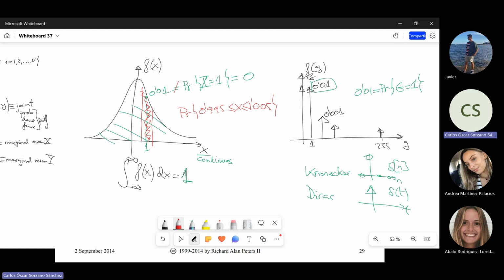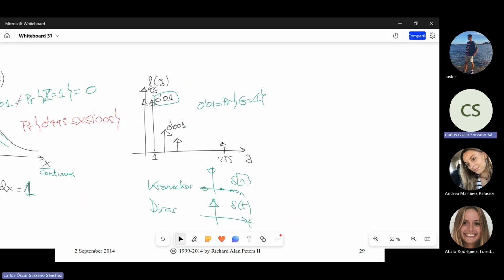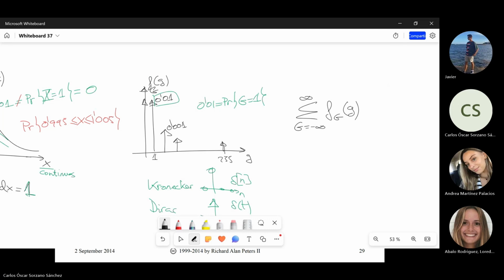And here we have the same kind of constraint that we have here. For continuous variables, the area has to be 1. And for these discrete ones, you also have that the sum over all g of m of g is 1. That is the constraint on this kind of function.